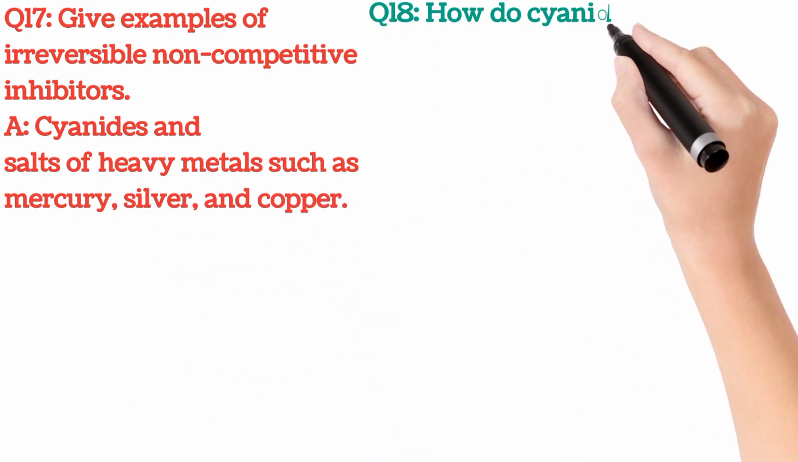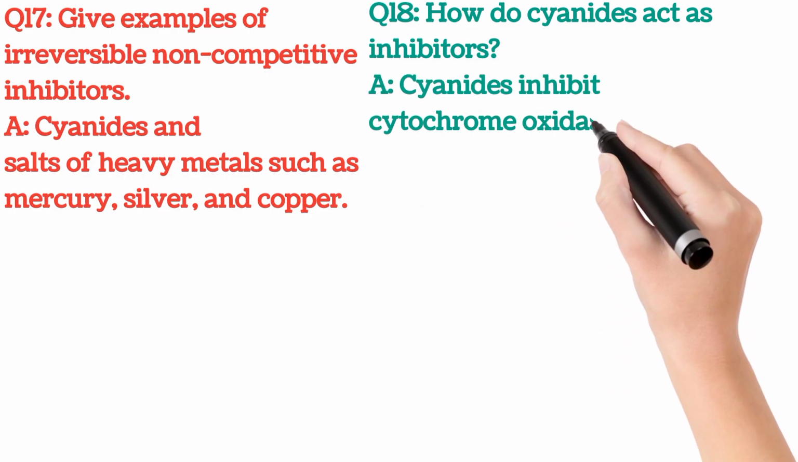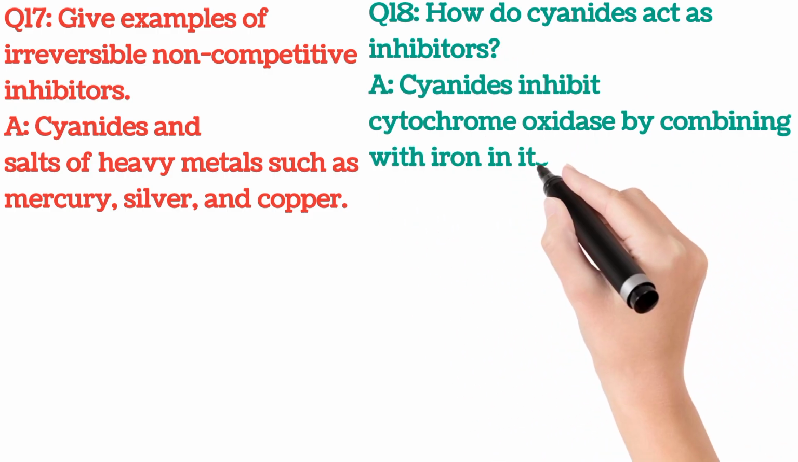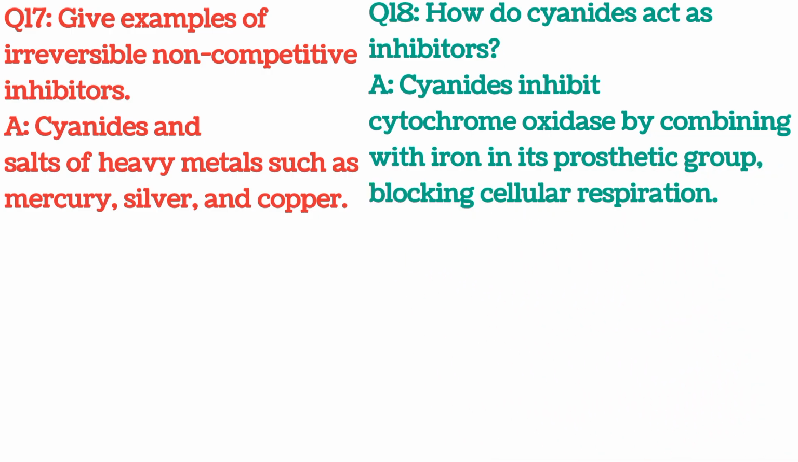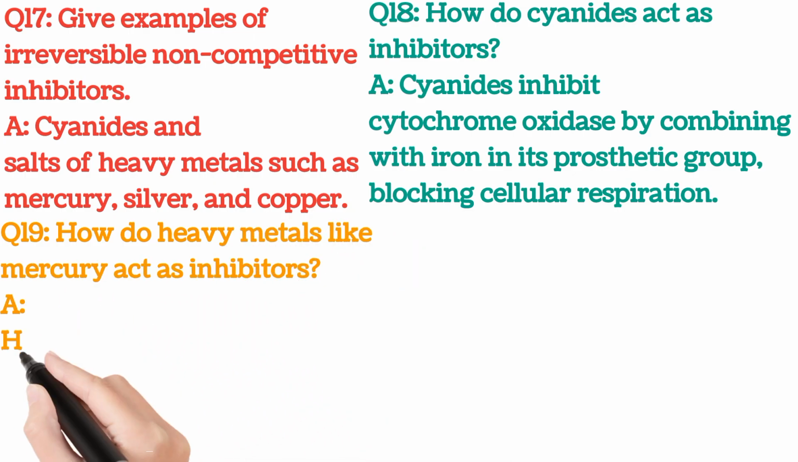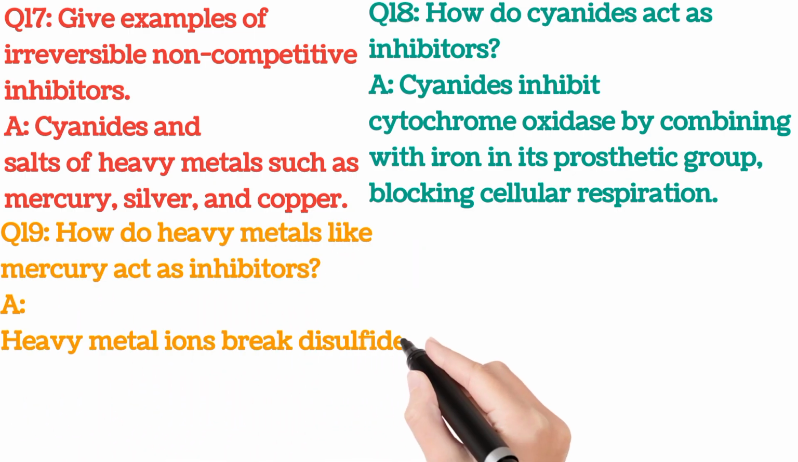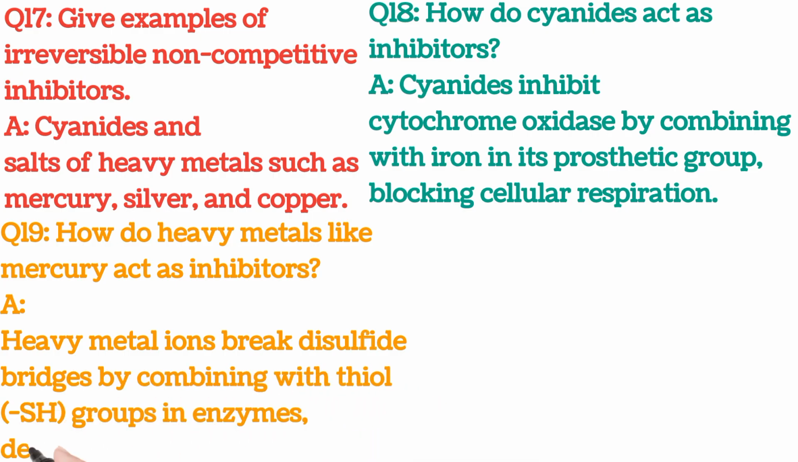18. How do cyanides act as inhibitors? Cyanides inhibit cytochrome oxidase by combining with iron in its prosthetic group, blocking cellular respiration. 19. How do heavy metals like mercury act as inhibitors? Heavy metal ions break disulfide bridges by combining with thiol groups in enzymes, denaturing them.